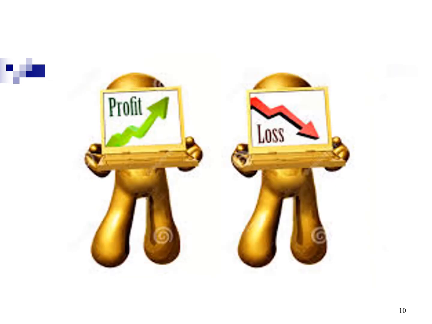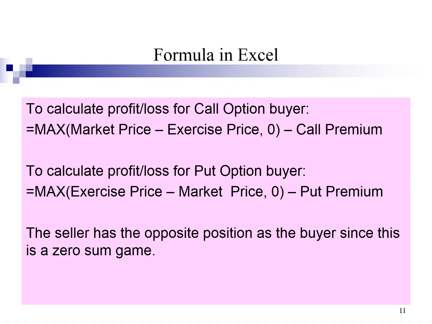Next, we are going to learn how to use Excel to build a model for calculating the profit or loss of an option. To calculate the profit and loss for call and put option buyer using Excel, you can apply these two sets of formula. You can apply the MAX function in Excel.